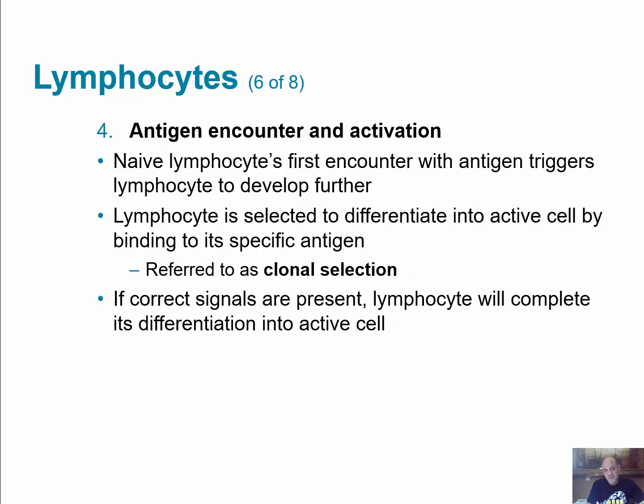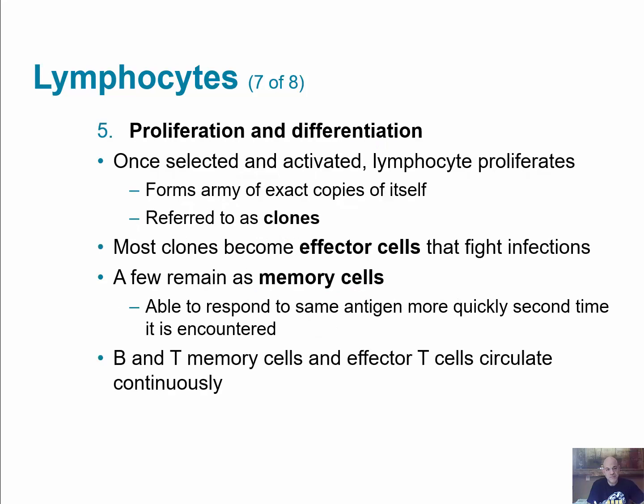If the naive lymphocytes then encounter the antigen, that's going to trigger an activation. Okay, so when they encounter this antigen, they become activated. In this case, the lymphocyte is selected for differentiation into an active cell when the binding to that specific antigen occurs. Okay? And this is referred to as clonal selection. So if the correct signals are present, the antigens, then the lymphocyte will complete differentiation into an active cell.